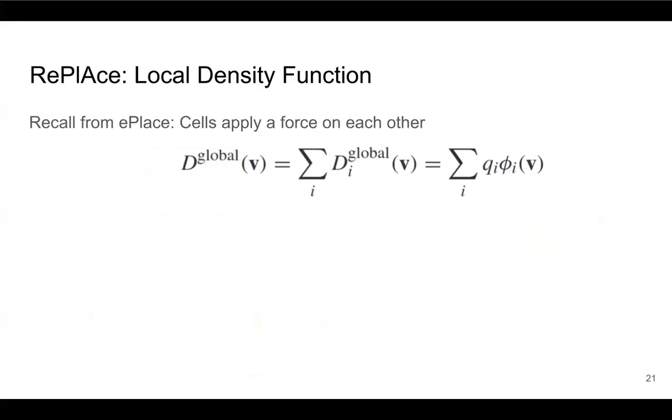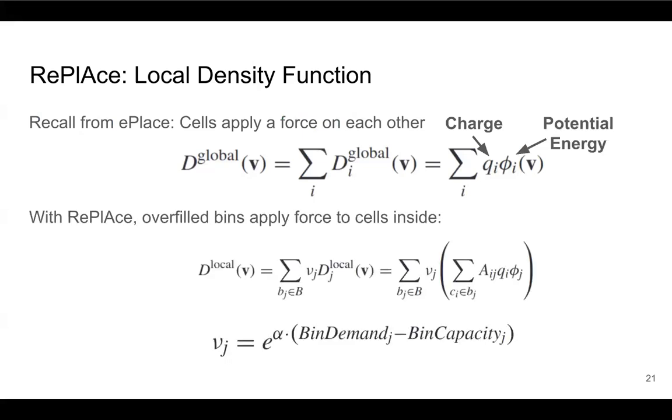So recall from ePlace, our global density function looks like this, which is just charge times potential energy. With RePlAce, overfilled bins apply a force to the cells inside. I'm actually going to get up and point to this because it's a little bit easier to talk about. So Aij is the overlap between the current cell and the bin that contains it. Qi phi j is your charge times potential energy again.